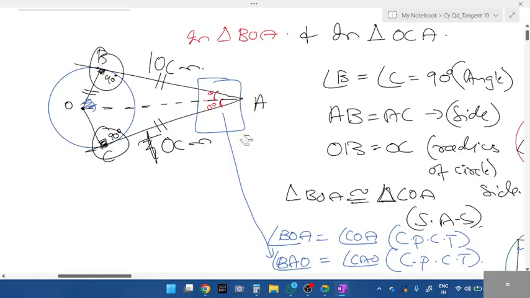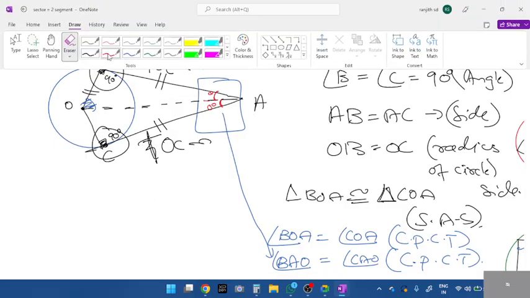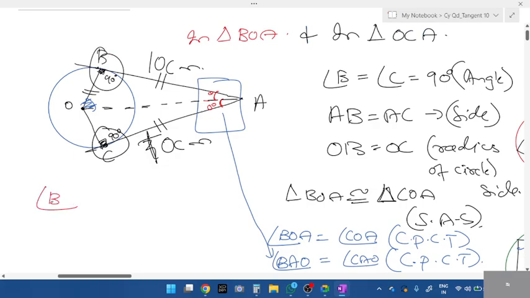Okay, when do we use this concept? Look at this entire thing. They would give you BAO. They would say BAO is 40 degrees. If BAO is 40, what's the other angle also, 40, students? They'll tell you to find CAO. Will they be equal or different? BAO and CAO.